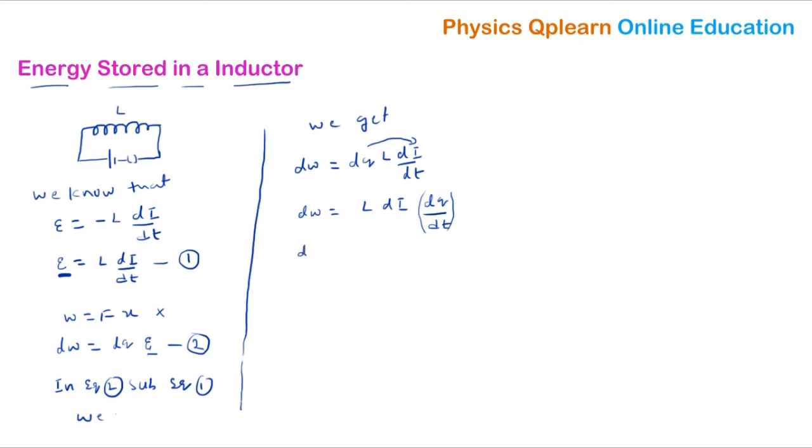So dw is equal to L into di into dq by dt, which is equal to I. Now I will write it like this: dw is equal to L into I into di. I want only the work, so we have to integrate both sides.